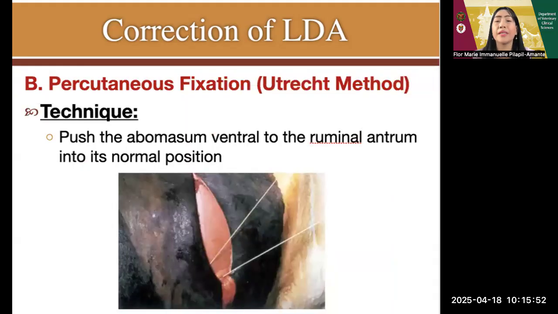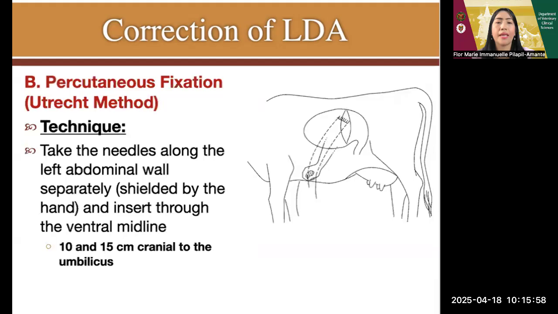Push the abomasum ventral to the ruminal antrum into its normal position. Take the needles along the left abdominal wall separately, shielded by the hand so that it will not puncture any other contents inside, and insert through the ventral midline. And that is about 10 to 15 centimeters cranial to the umbilicus.